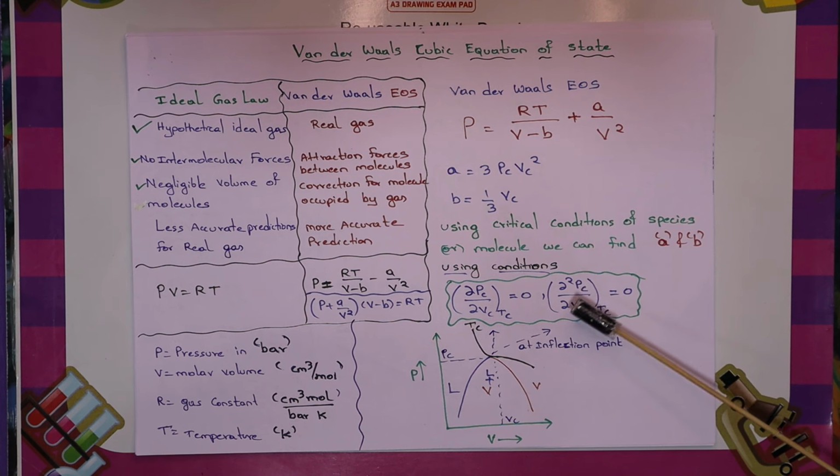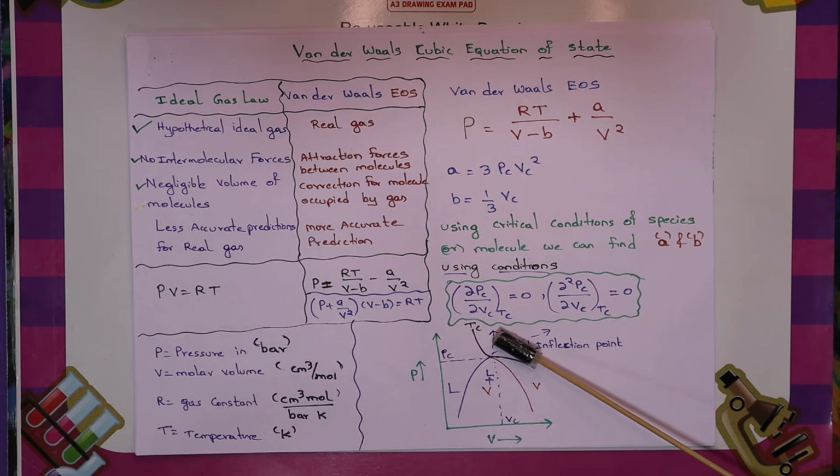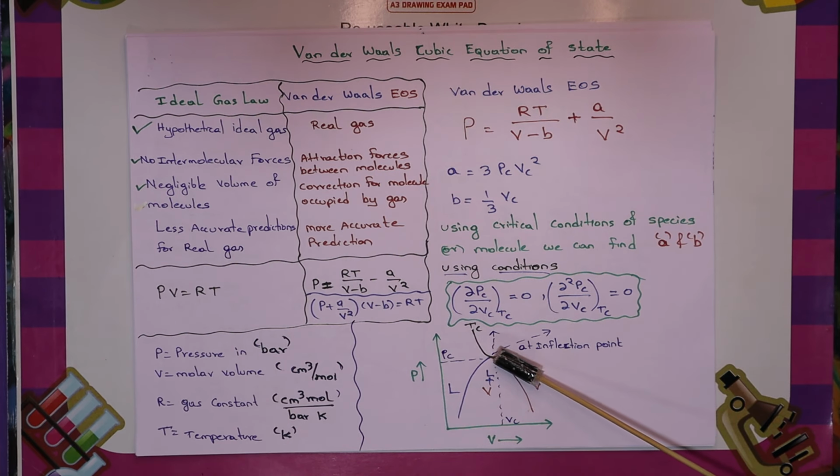Second, the slope of this slope is equal to 0. That means the second derivative, ∂²Pc/∂Vc² at Tc, is equal to 0. At this particular inflection point, these two conditions are going to be met.